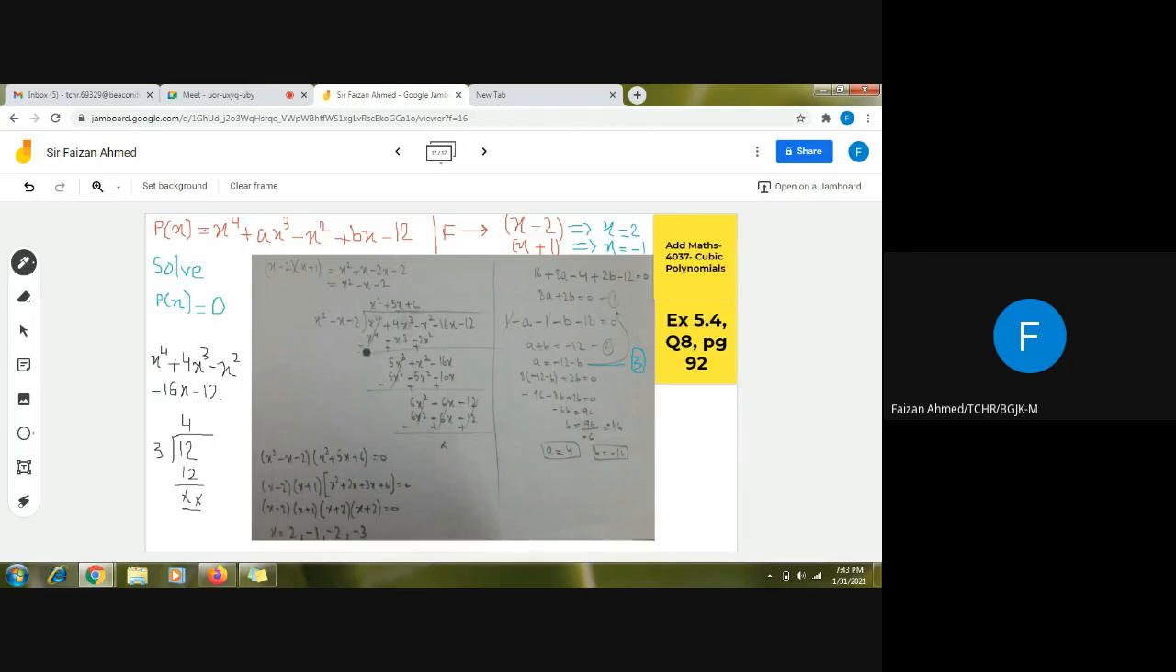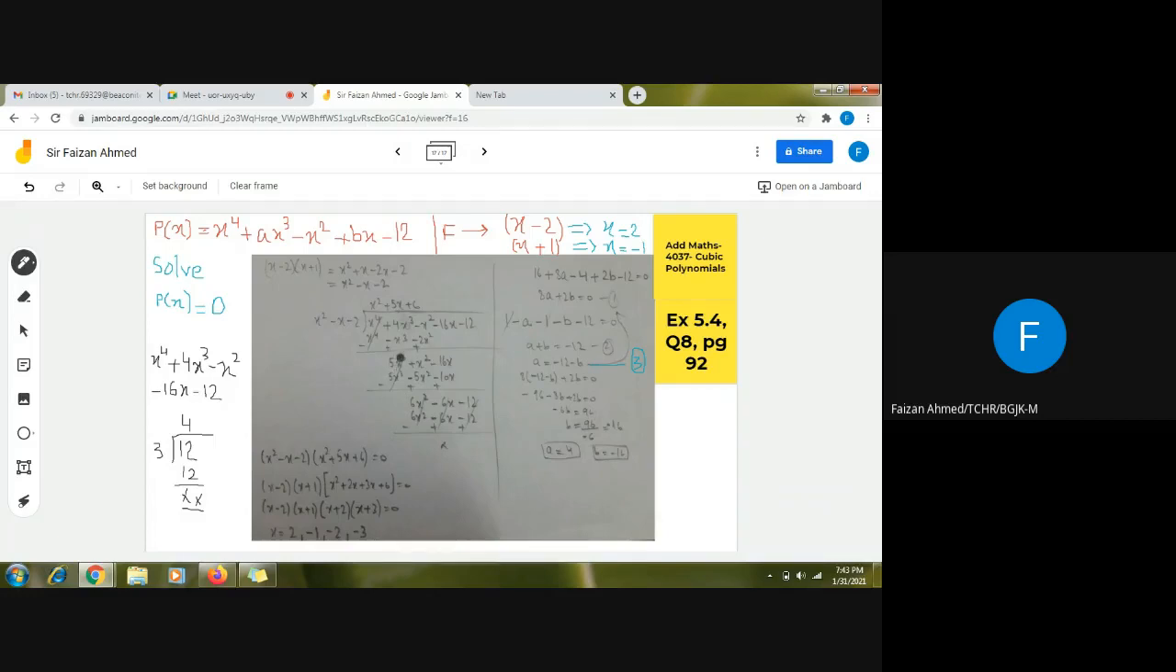This will be cancelled out, and this is positive 4x^3 and this is positive x^3. So on adding it will become positive 5x^3. This is negative x^2 and this is positive 2x^2, so it will give me a positive x^2, and this is minus 16x. I will not change the sign of minus 16x since it is not on the lower side. It is on the upper side, so I will not change the sign. I will just copy it as it is, minus 16x.